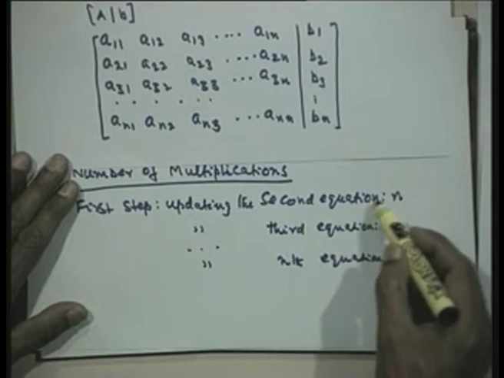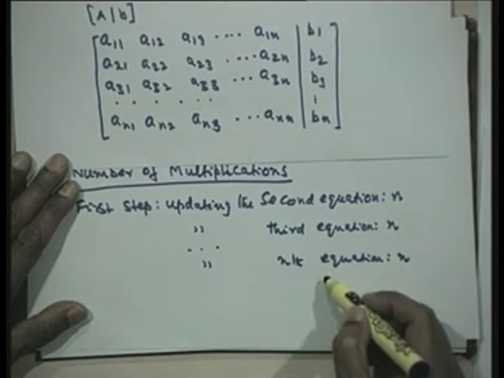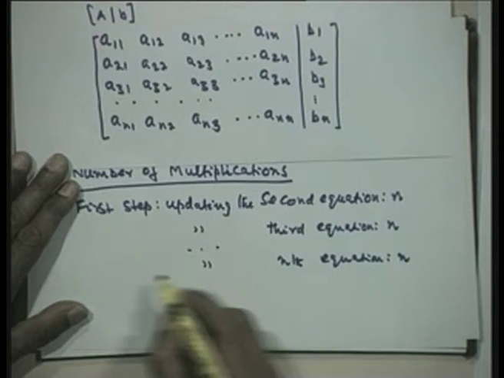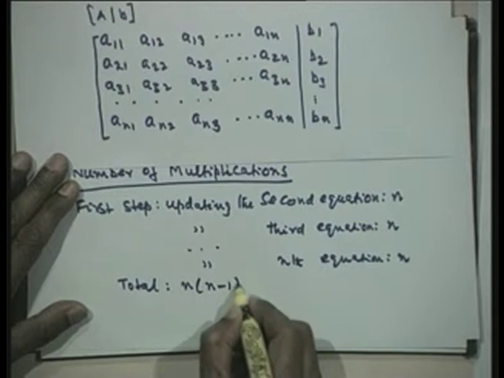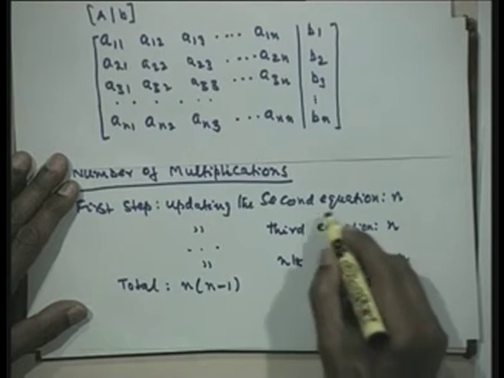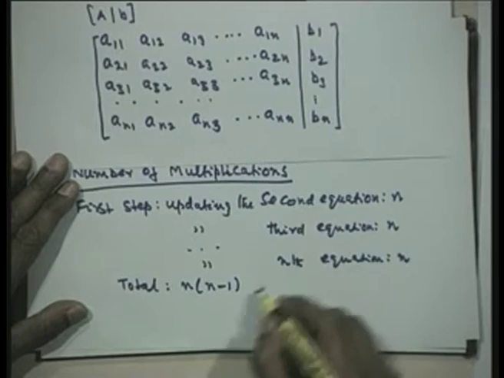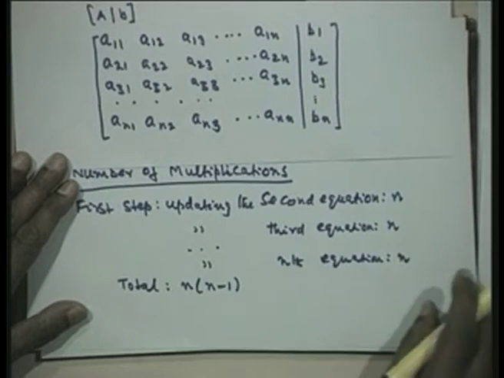A total number of equations updated are second to n. There are n minus 1 equations that are updated. Therefore, the total for the first step is n into n minus 1. There are n minus 1 equations that are updated starting from second to n. Therefore, n minus 1 into n will be the total multiplication that will be required. Now, let us go to second step.